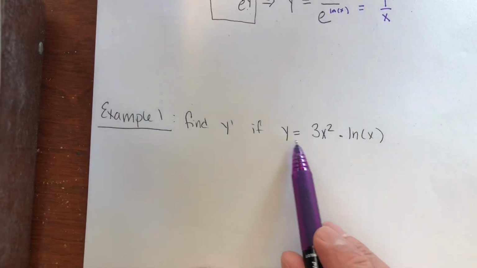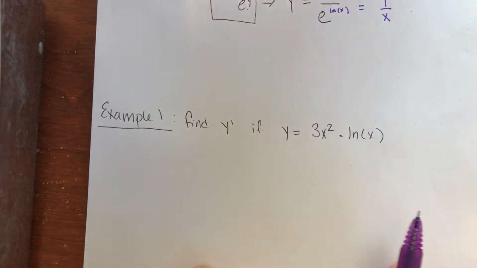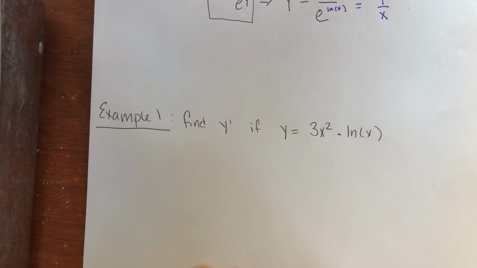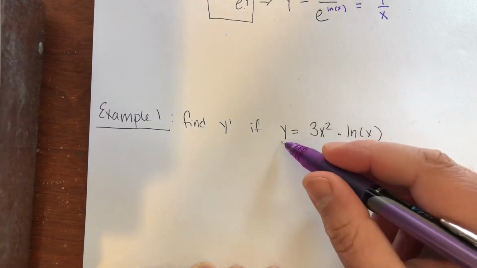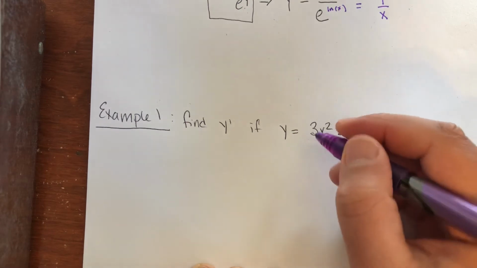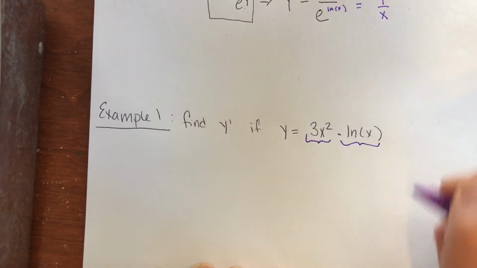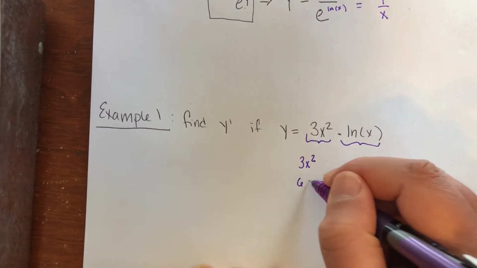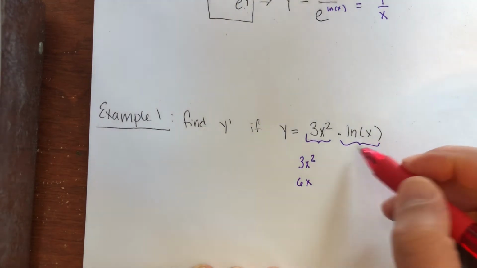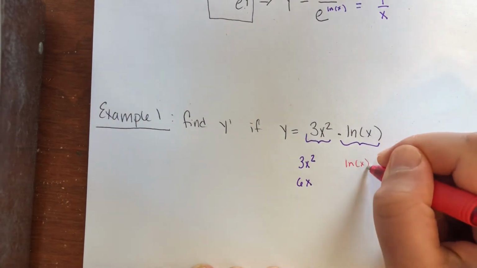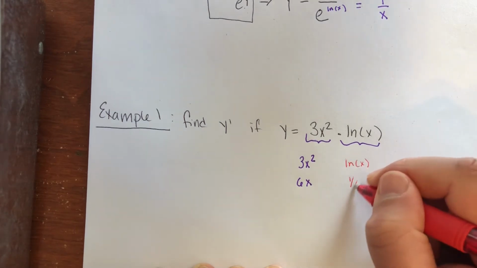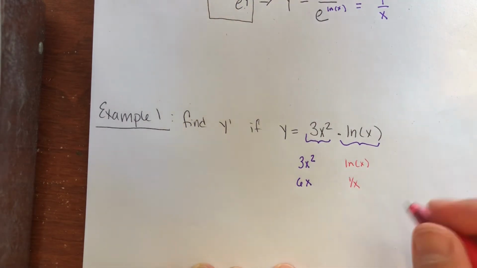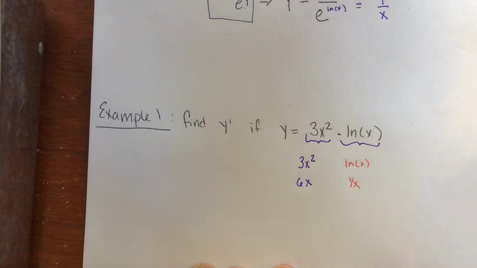Let's find y prime if y is equal to 3x squared times ln of x. Now this is a product of two functions, each of which is differentiable, and so we know using the product rule, we can find the derivative of y. Okay, so for product rule, we break this up into two separate functions, find the derivative of each one. So my first function would be 3x squared. The derivative of that is 6x. My second function is ln of x, and we know from what we just proved that the derivative of that is 1 over x. If you wanted to, you could call this your g and this your h. For the sake of skipping some steps, I'm not writing it all out.